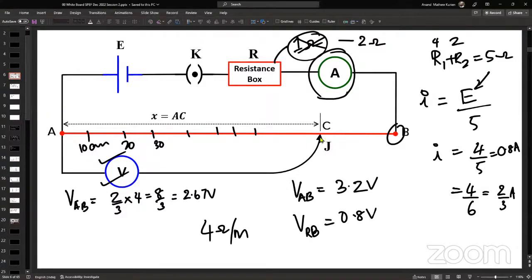The other way is to keep the jockey fixed at one place, and then keep changing the resistance box values to get different values of V and I, and then finally find V by I to get the resistance values and so on. That's another way of doing it. But this particular one will be a lot easier, very easy for them, provided they know how to take measurements in voltmeter and ammeter well. It shouldn't be a problem. That's what I think.